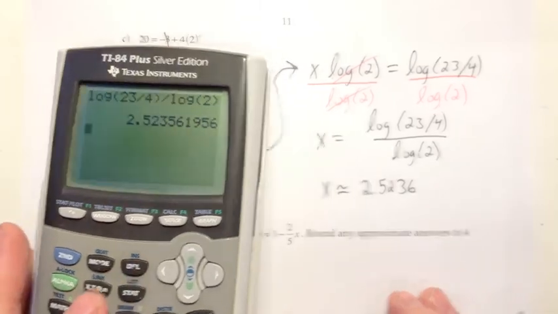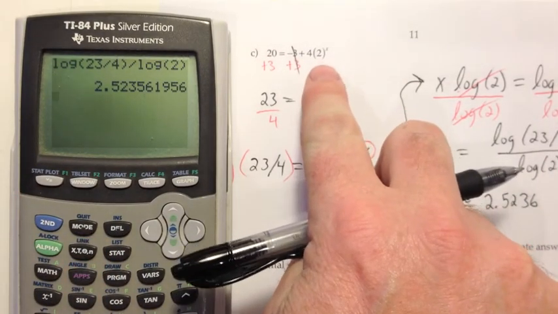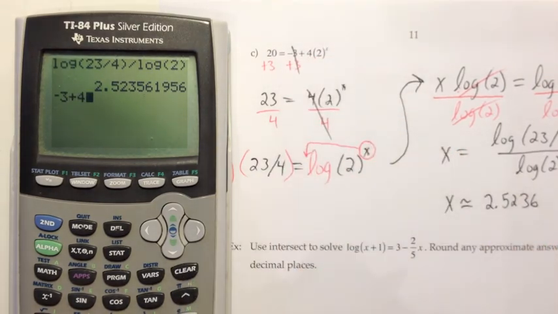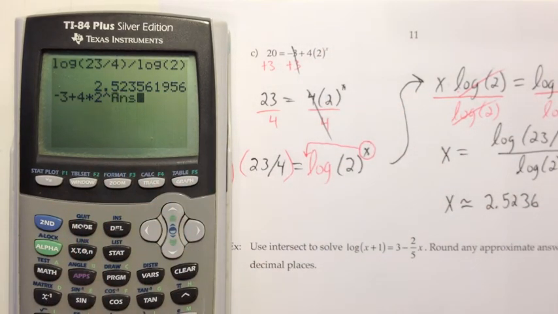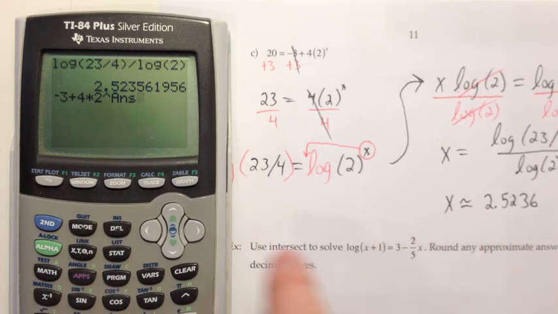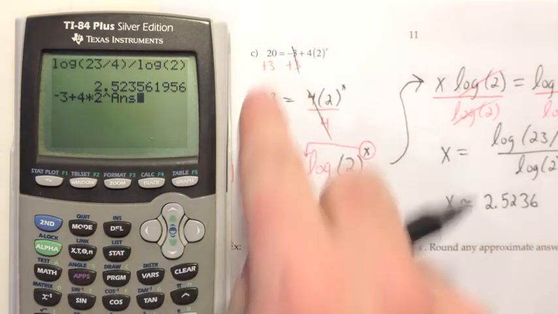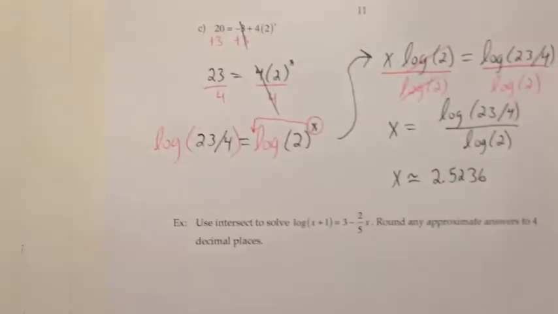So my answer is approximately 2.5236. And then just to check that answer, I'm going to plug that into the right side of the equation where the x is: negative 3 plus 4 times 2 raised to the x. But my x is this answer, so I'm going to hit the answer key by doing second answer. And when I plug that in, if this is really the answer, 2.52356, then I should get the 20 that's on the left side. And I do, so that's a good check on my work.